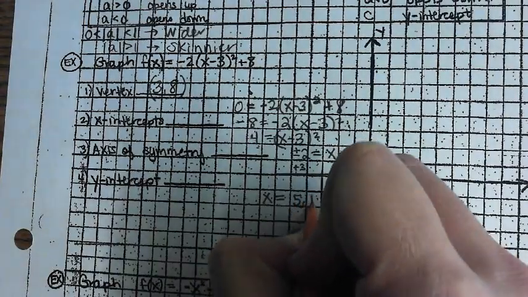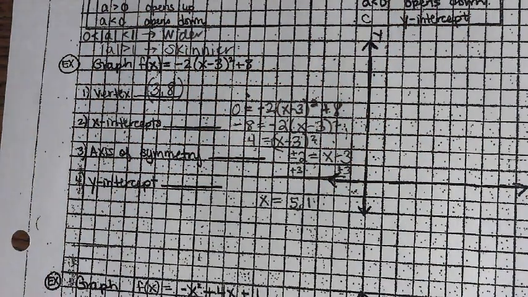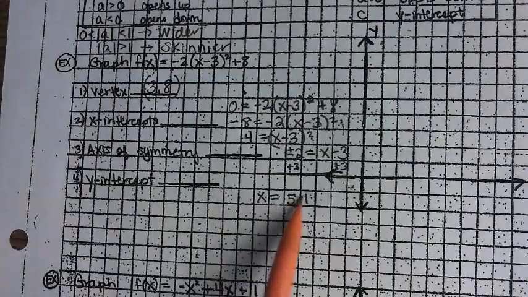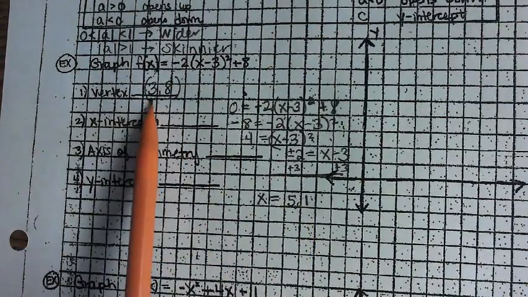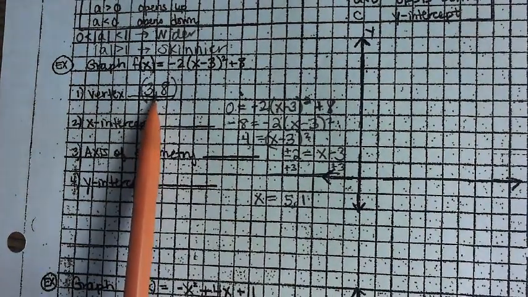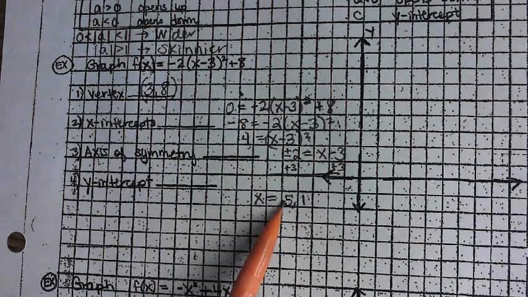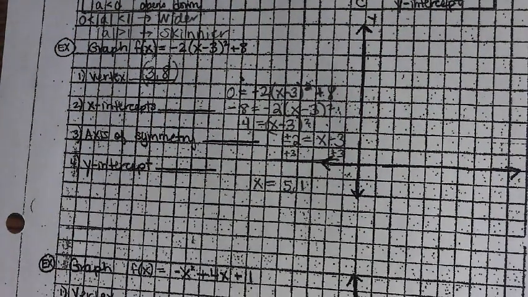Very good. Now, for the record, and I know you know this, whether you take the time to check it or not, your two roots should be equidistant from your vertex's x-coordinate, right? There's your 3. 5 is 2 above, and 1 is 2 below. So that makes sense, right?